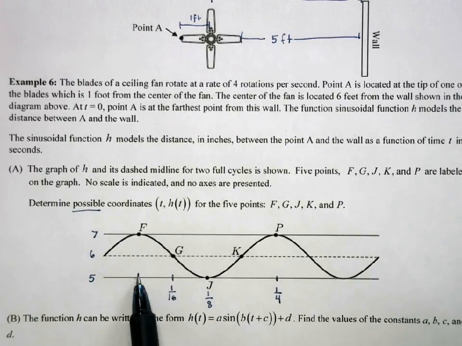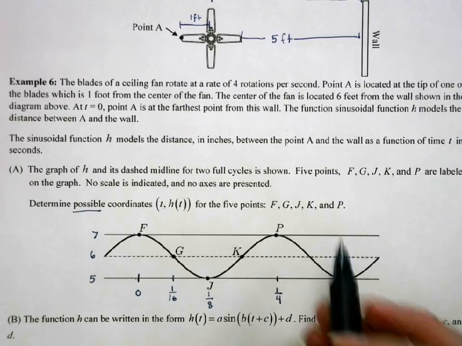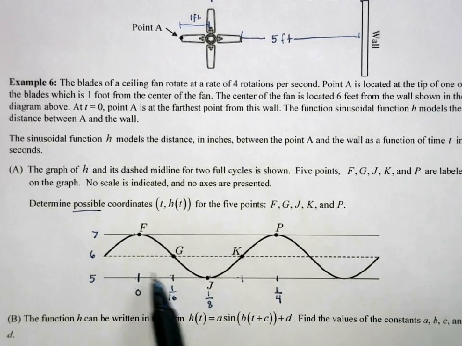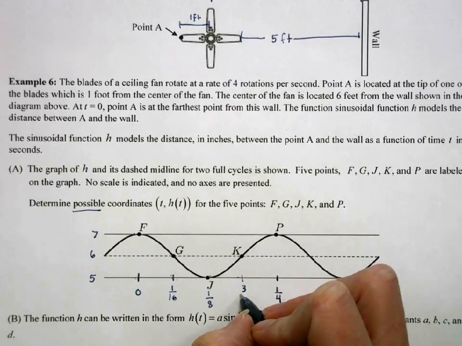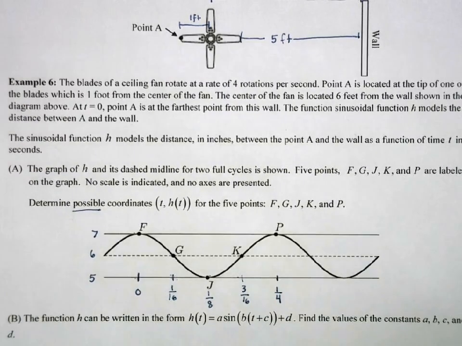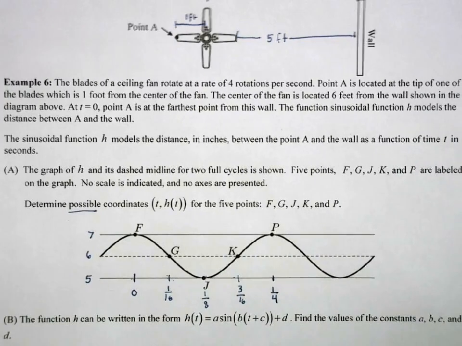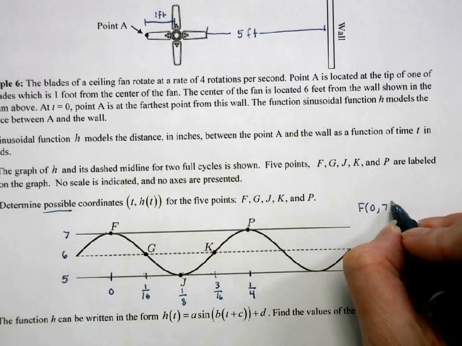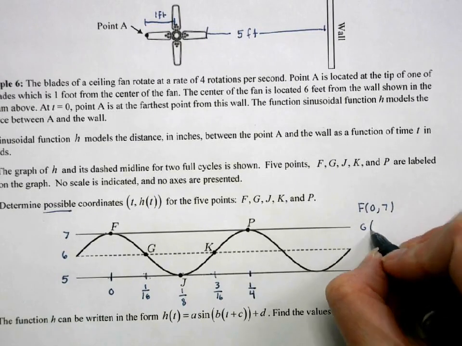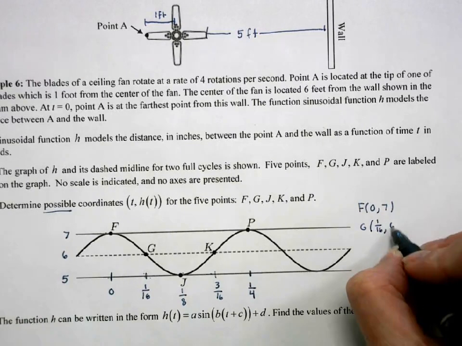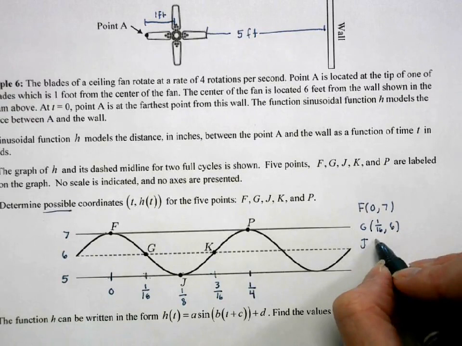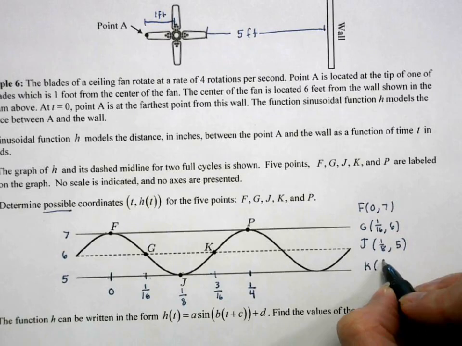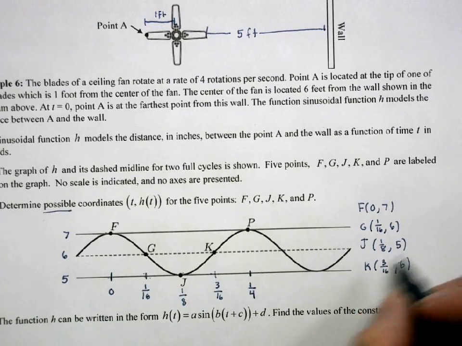So all of these distances are 1/16 between points. So we have 1/16, 2/16, 3/16, 4/16. So my points from all of this, my F is 0, 7. G is 1/16, 6. My J is 1/8, 5. K is 3/16, 6. And our P is 1/4 back up at 7.